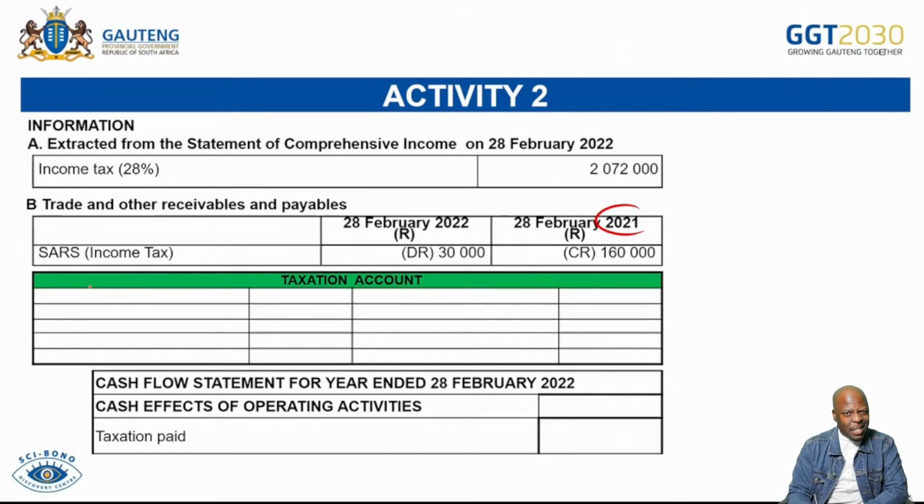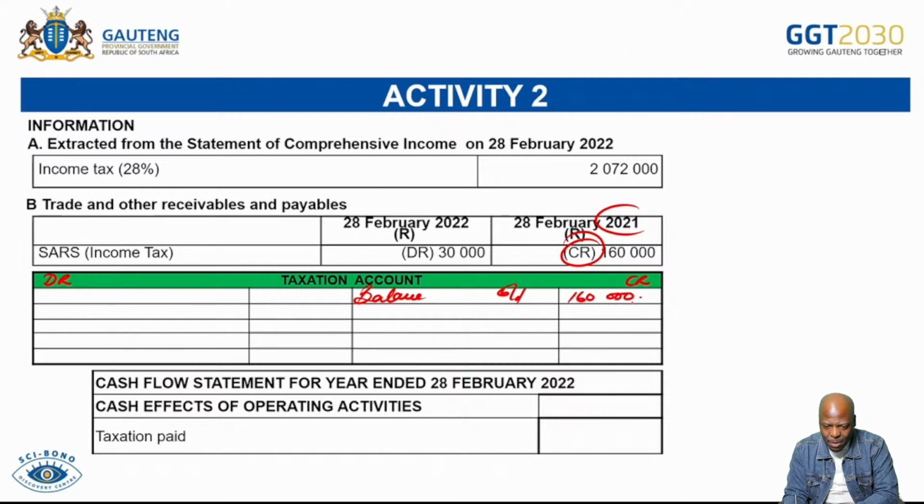Okay, so I'm going to come here. I know my sides of my ledger account. This must be my debit. Is that true? And this is my credit. Okay, so let's hear now. In 2021, the balance was a credit. So come here, then I'll say balance brought down 2021, 160,000. That is my balance brought down. And then I'll bring my balance brought down again in 2022.